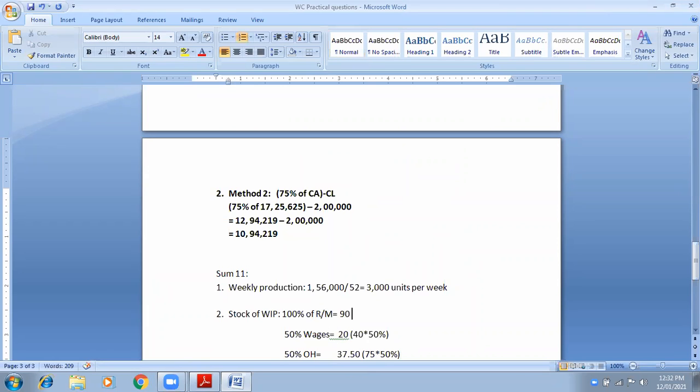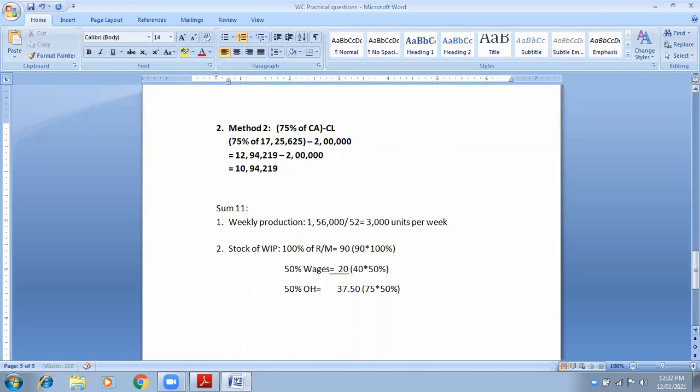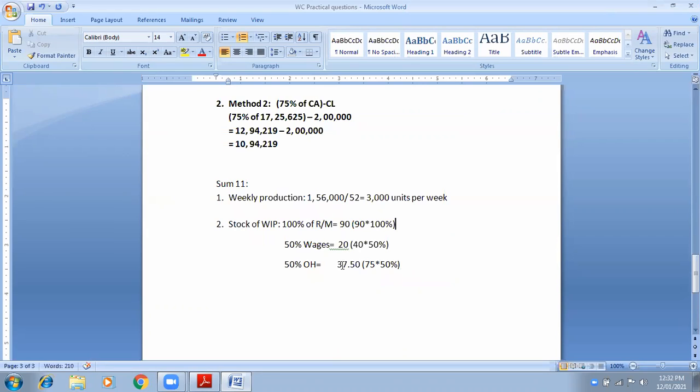And how did you calculate this 90? 90 into 100%, 90. 40 is 50%, which is 20. And 50% of 75 is 37.50. So this is how we need to calculate.